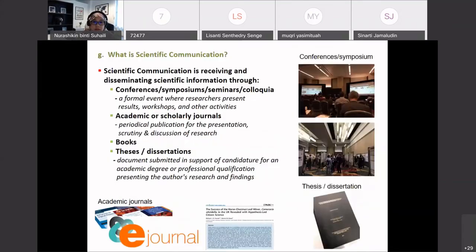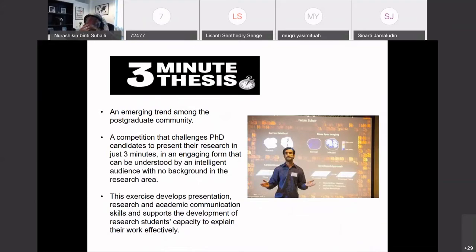Apart from these platforms, conferences, journals, books, thesis or dissertation, recently there is also an event called 3-minute thesis. What is this event all about? It is a popular event among postgraduate communities. You know what postgraduate is? You are now undergraduate, not yet graduated, so that's why it's called undergraduate.